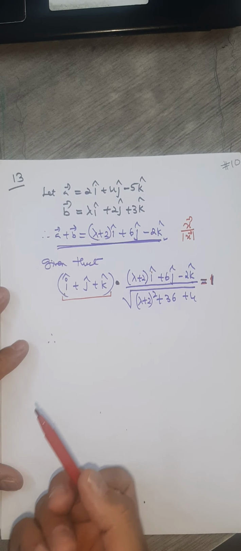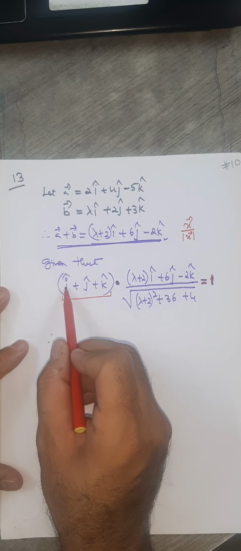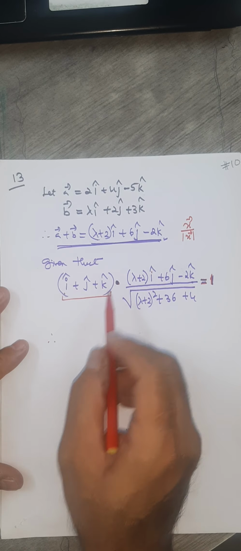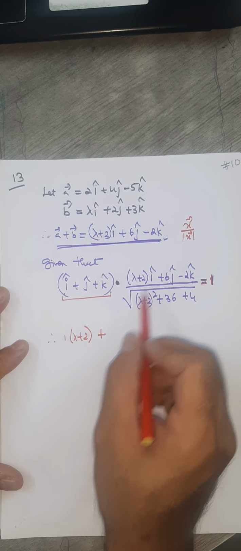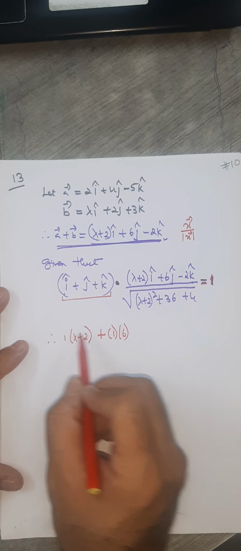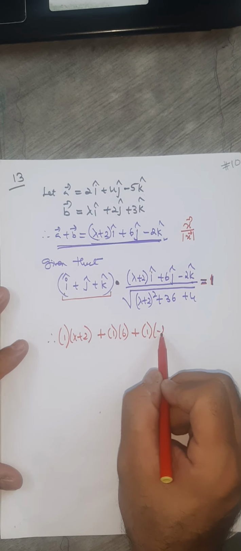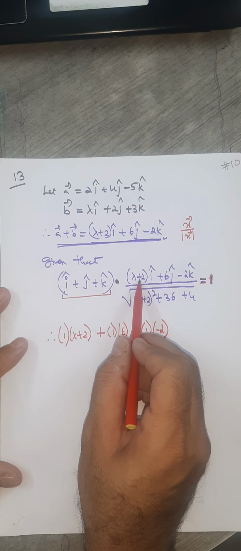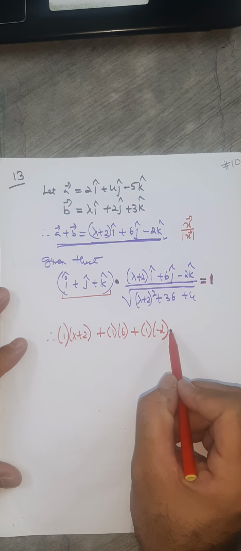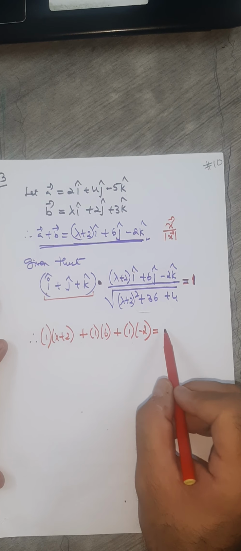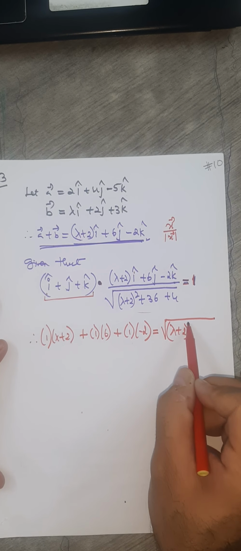Therefore, now the question is just simplification. This is a scalar which you can take on the other side. This into this. Here you have 1 into (lambda + 2) plus 1 into 6 plus 1 into −2 equals to this expression over there. So here this is square root of (lambda + 2)² + 40.